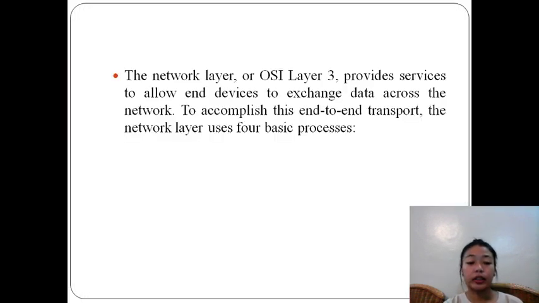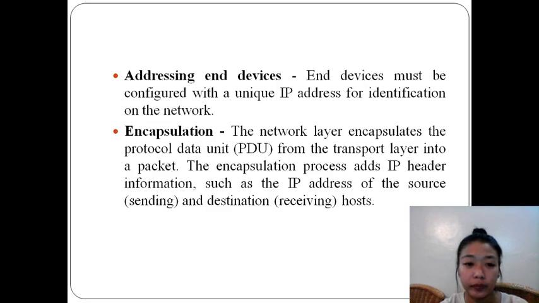So the network layer, or the OSI layer 3, provides services to allow end devices to exchange data across the network. To accomplish this end-to-end transport, the network layer uses four basic processes. First, addressing end devices. End devices must be configured with a unique IP address for identification on the network.